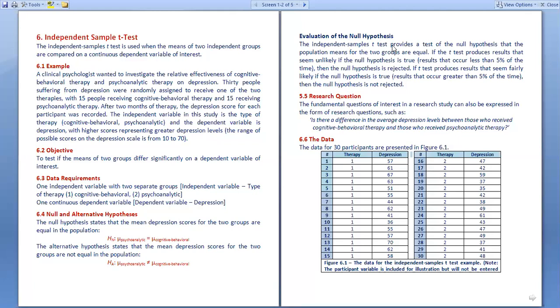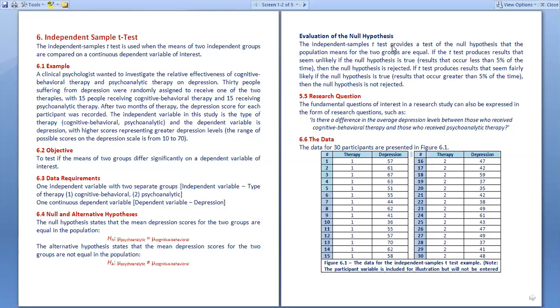In today's class, we'll be talking about independent sample t-test. Here, we'll be having two different independent samples and we'll be comparing the means of these two independent samples, are they significantly different from each other. So the independent sample t-test is used when the means of two independent groups are compared on a continuous dependent variable of interest. We can have an example here.